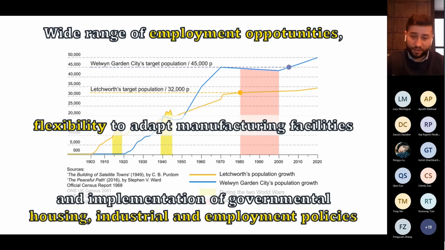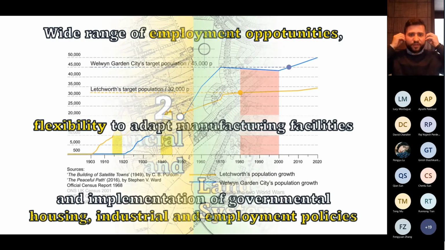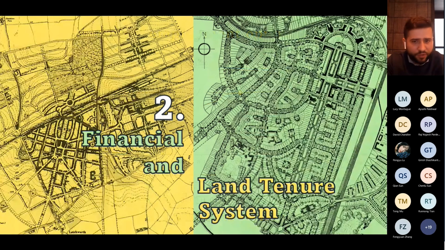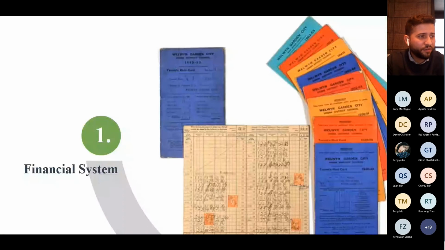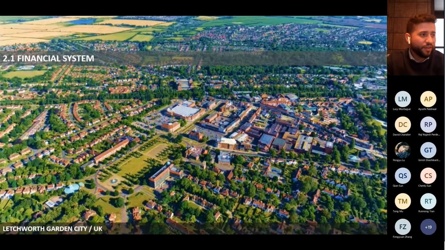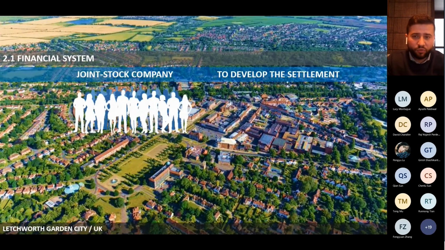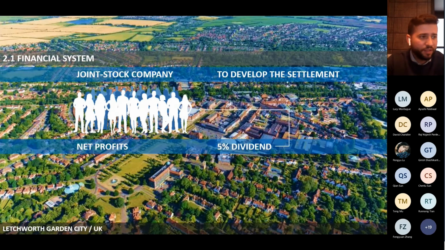Let's move on to the second chapter, which is about the financial and land tenure scheme. Well, the financial land tenure scheme, or the finance, in the case of Letchworth, a joint stock company was founded to develop the garden city, and its net profits were, on the one hand, divisible by way of a dividend among the members in proportion to the amount paid up on the ordinary shares, which was at that time 5% per year.